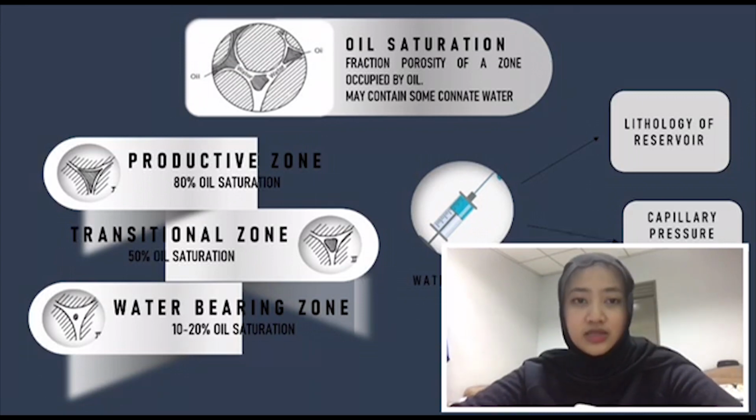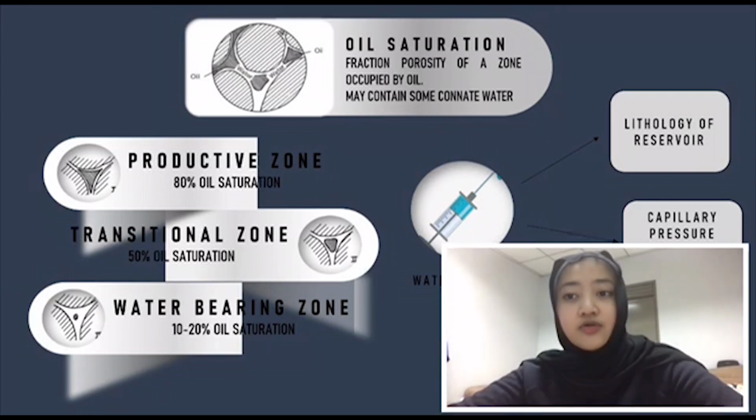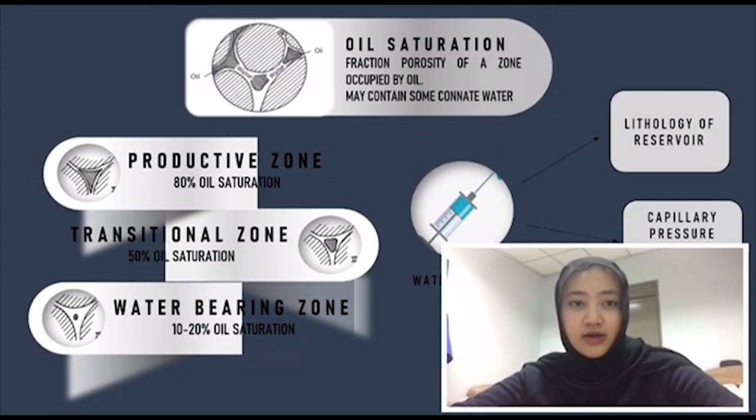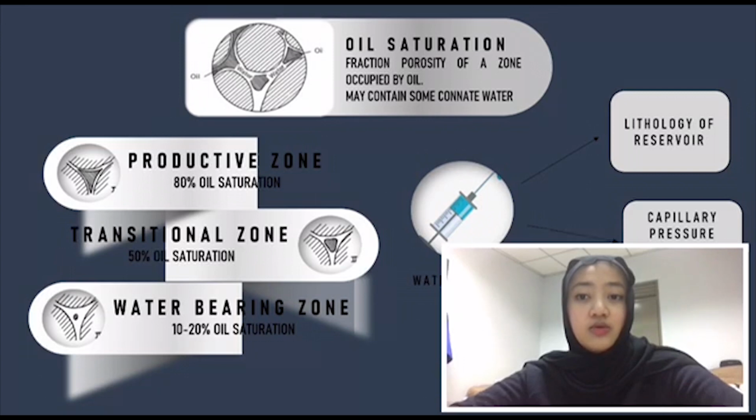To gain a better understanding, the diagram above is a zoom in, which shows the distribution of oil inside a rock filled with water. On the left-hand side of the slide, the first diagram is the productive zone, where it contains 80% oil saturation. The second diagram is the transitional zone, which contains 50% oil saturation. And lastly, diagram 3, the water bearing zone, contains only 10 to 20% oil saturation.